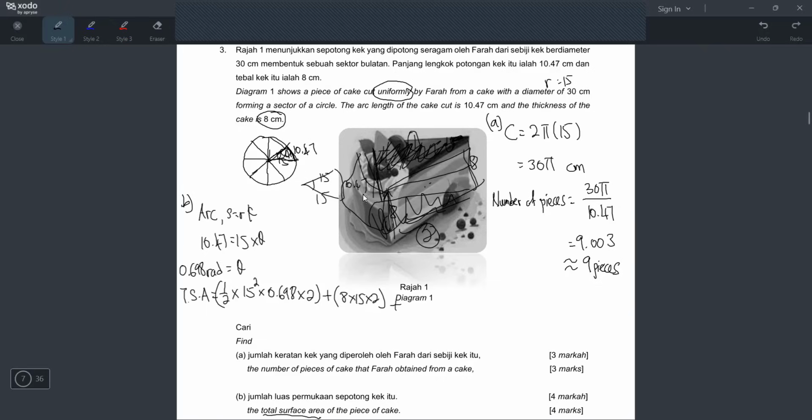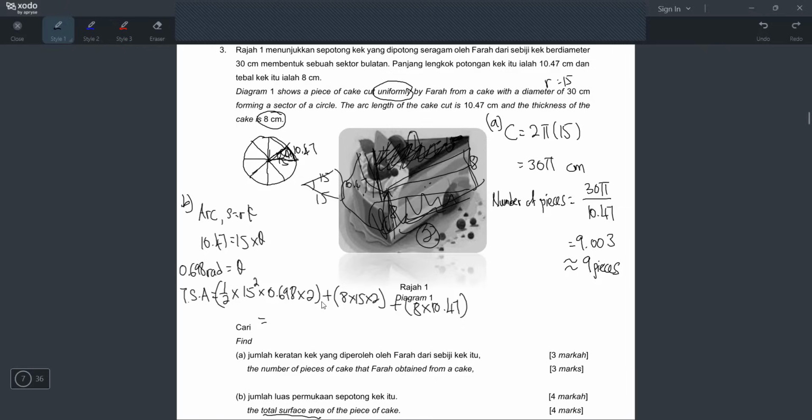If you make it, place it on a table, you will get a rectangle, right? So what is the area for this thing? It will be 8 times the arc length, which is 10.47. So this is how you calculate the total surface area, right? 4 surfaces plus 2 surfaces plus 1 surface, 5 surfaces in total, right?